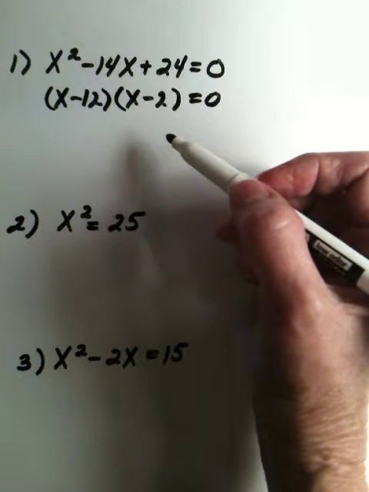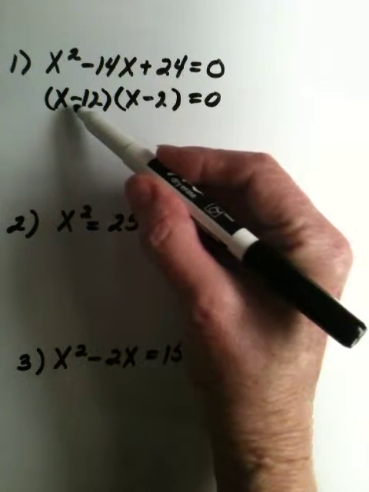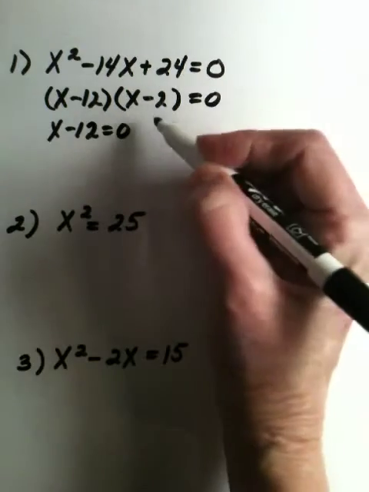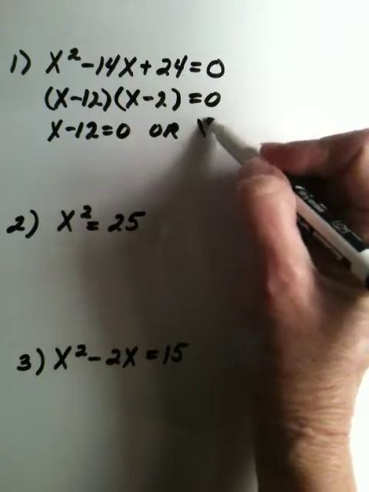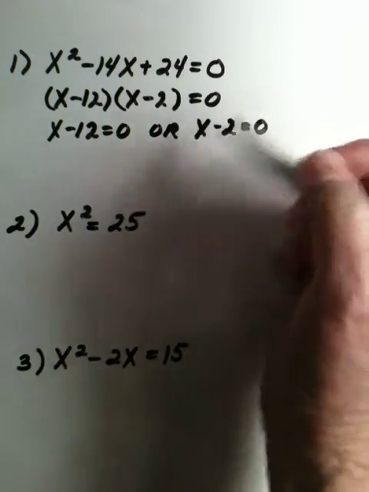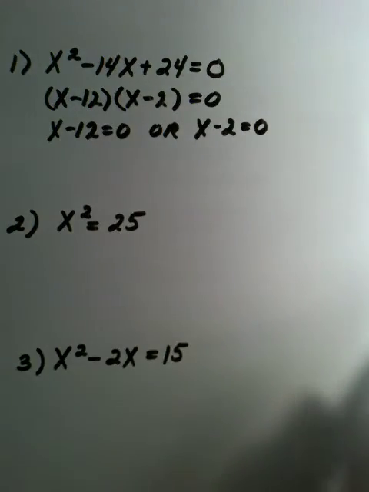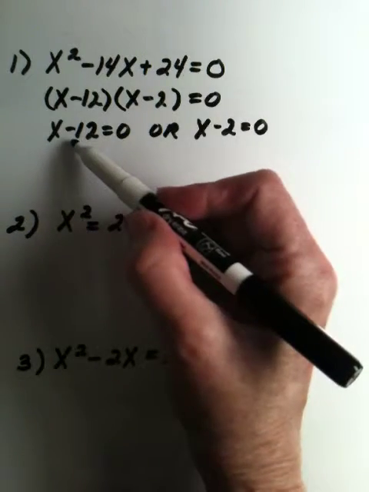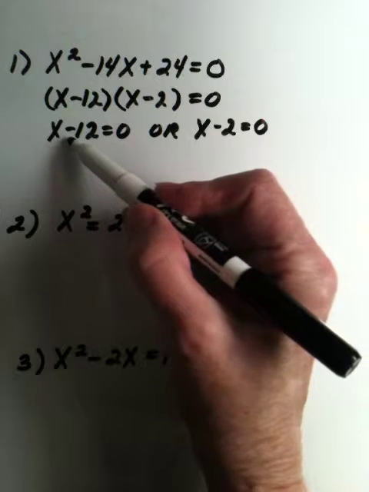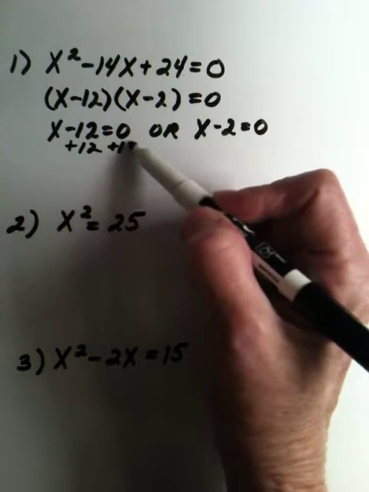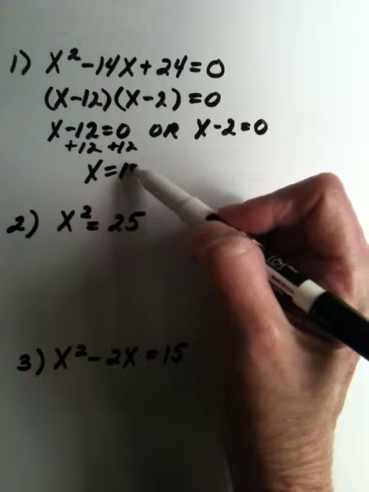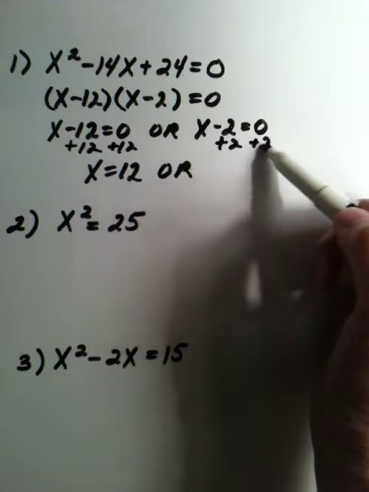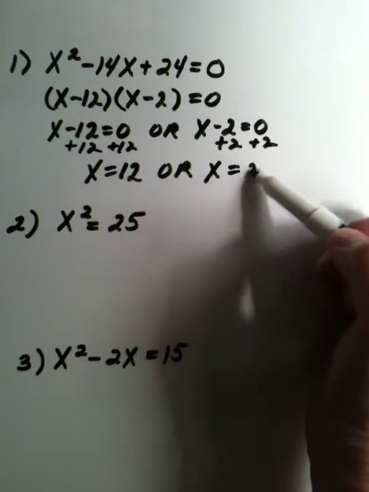Now I told you we're going to get two answers. The answers will be x minus 12 equals 0, or x minus 2 equals 0, because either one of these parentheses could be 0, and 0 times anything we know will give us 0. All you have to do is solve both parentheses by adding 12, so x is equal to 12, or add 2 to both sides. x could also equal 2.